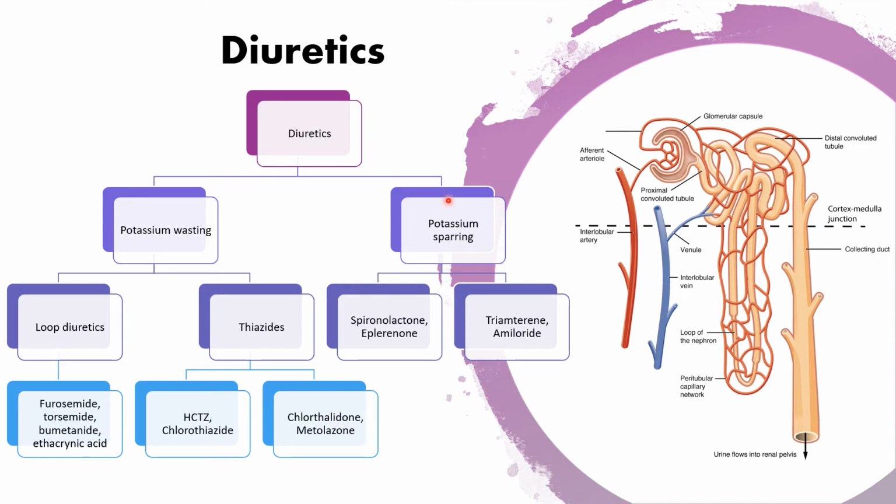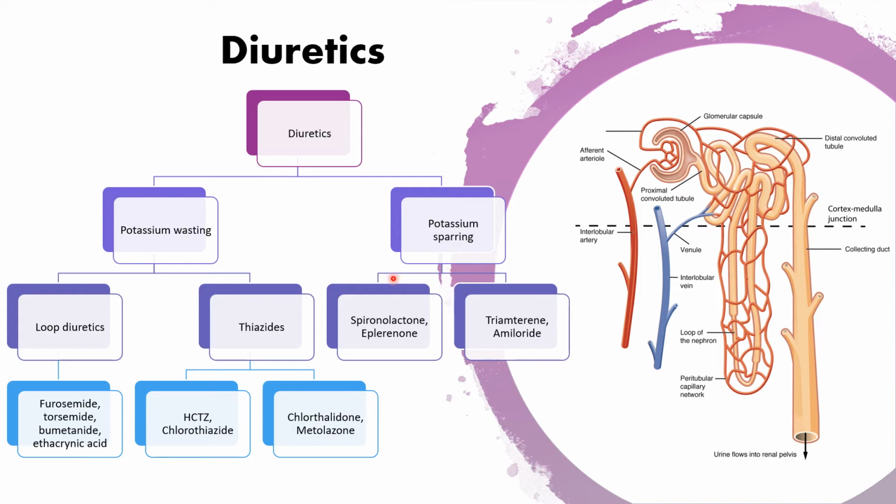So we also have our potassium-sparing diuretics. These diuretics get rid of water, but they promote the retention of potassium in our body. That means if you're giving this to the patient, they shouldn't be on any potassium supplements, otherwise they would be hyperkalemic, and that can lead to a multitude of problems like different types of arrhythmias and things.